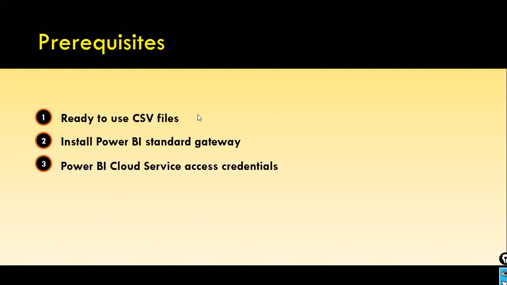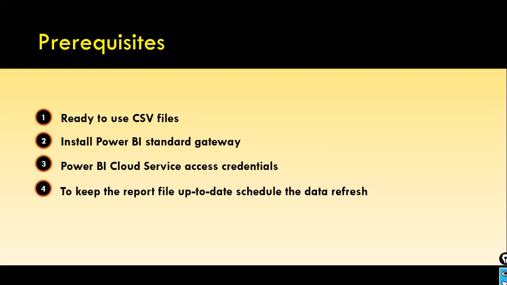No matter whether it's a CSV file or any type of file, if you load it in your Power BI Desktop and want to publish it on cloud, the standard gateway should be running on your laptop. You can use the personal gateway, but it is recommended to use the standard gateway. Next, you need to have the credentials to access the Power BI Cloud Service. And the next one is, all right, we need to schedule the data refresh.